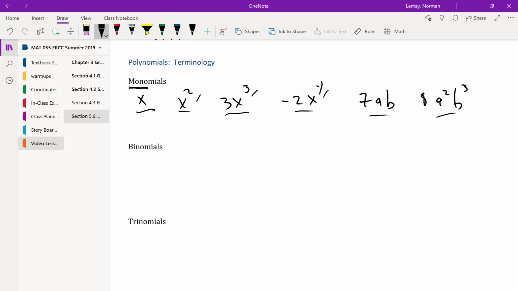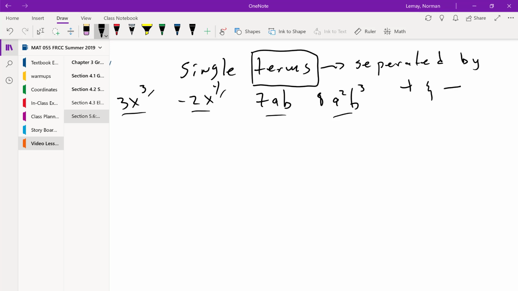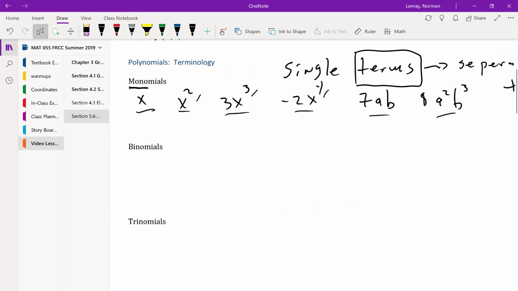So let's write that down. Single terms. And let's just recall that terms, these things are separated by addition and subtraction. Okay, so notice there's no plus, there's no add, there's no subtracts in the monomials.